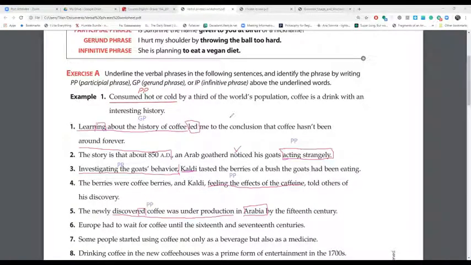Number 6, Europe had to wait for coffee until the 16th and 17th centuries. So this one here, to wait for coffee until the 16th and 17th centuries. Okay, is this a gerund phrase, an infinitive phrase, or participle phrase? Well, look at the form. To wait, right? Right here, to wait, infinitive phrase. Good job. This is an infinitive phrase. This one's pretty easy.